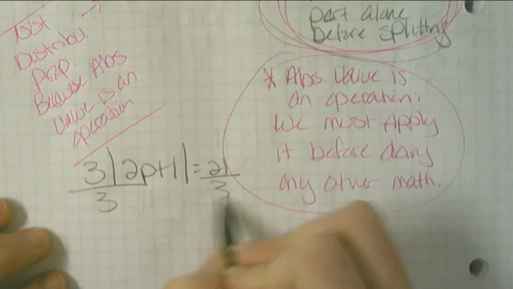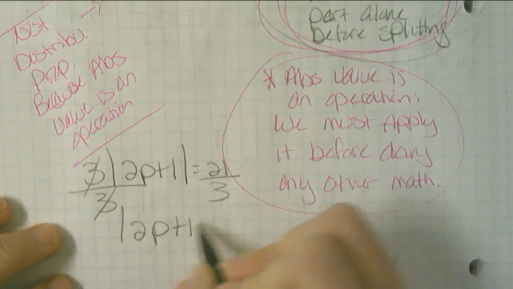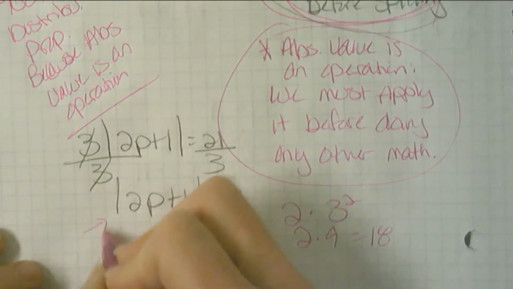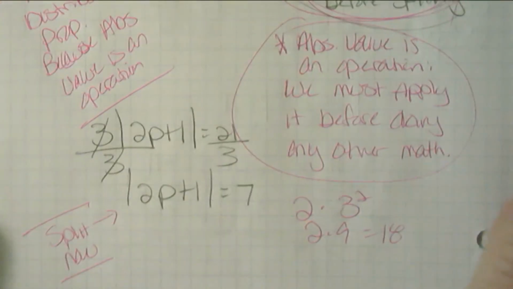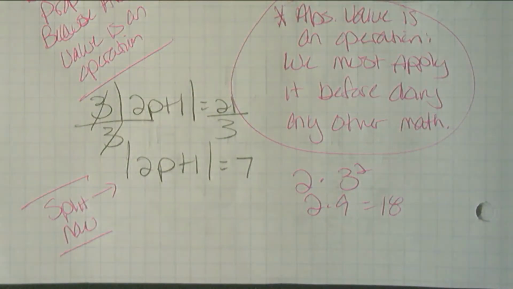Yes, I'm going to divide each side by 3. Those 3's divide out, so now I have the absolute value of 2p plus 1 is equal to 7. And now you split it here. So you don't want to split it until you get the absolute value completely alone. Just like last night, right? If I had 2 times the absolute value of x equals 10, I have to divide each side by 2 to get that absolute value alone. Okay.